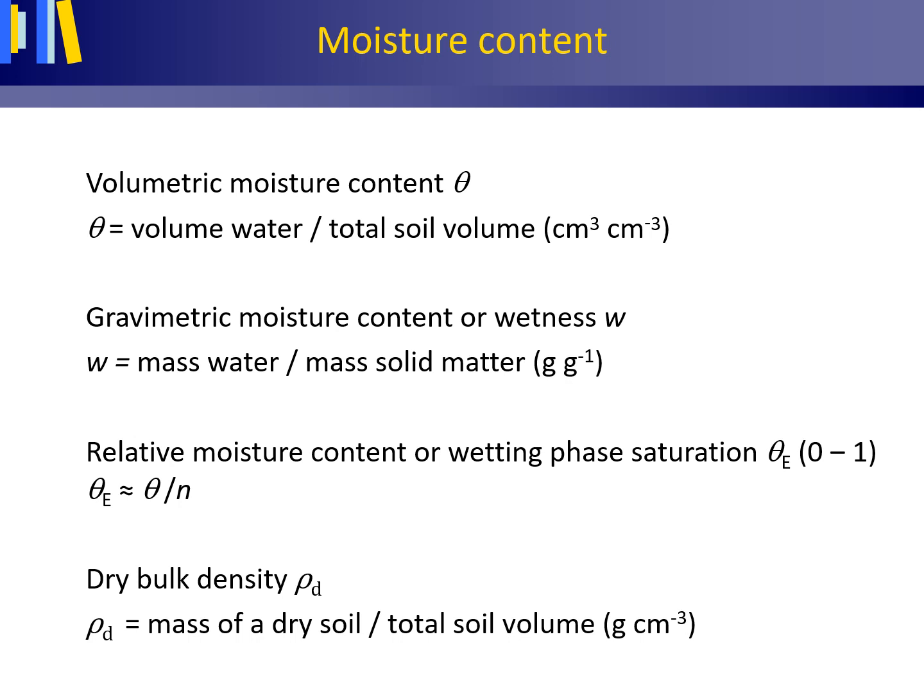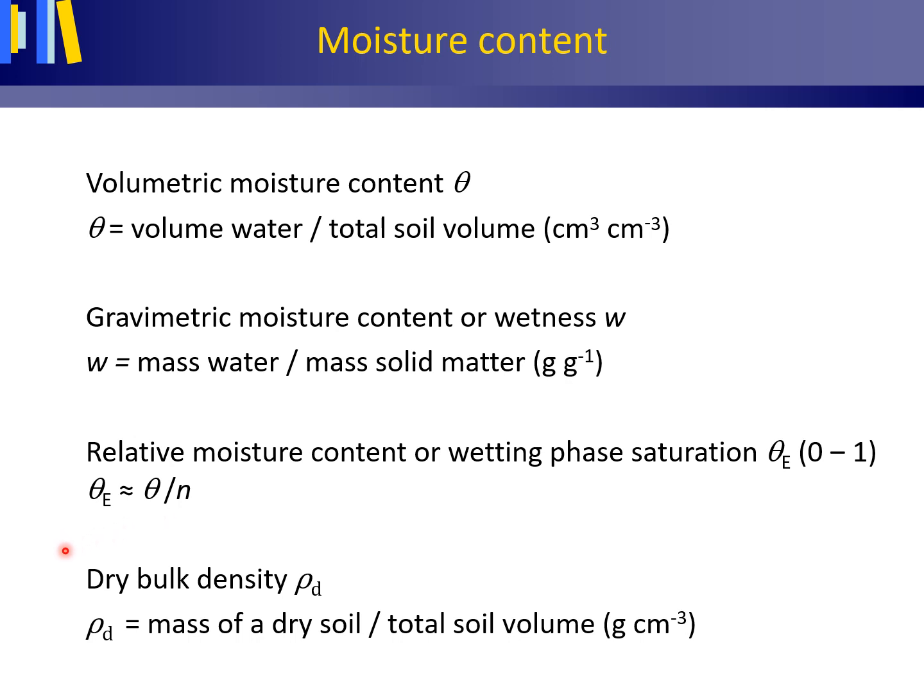Thus, the volumetric moisture content, theta, is the volume of water over the total soil volume, in cubic centimeter per cubic centimeter. Some other soil moisture characteristics are the gravimetric moisture content, or wetness W. This is the mass of water over the mass of solid matter, in gram per gram. And the relative moisture content, or wetting phase saturation, is defined as the fraction of the volumetric moisture content over the porosity.